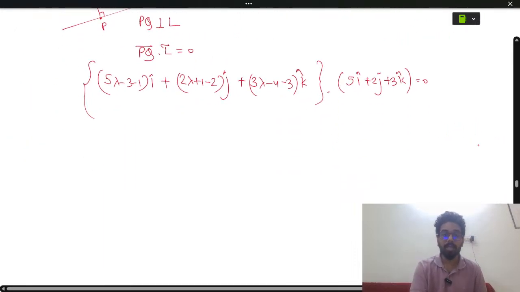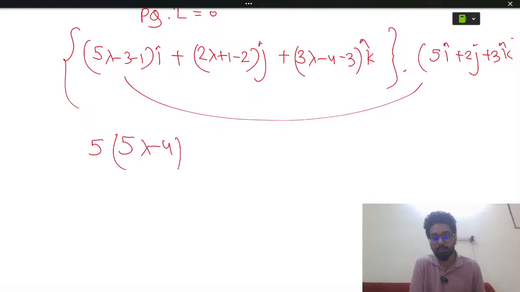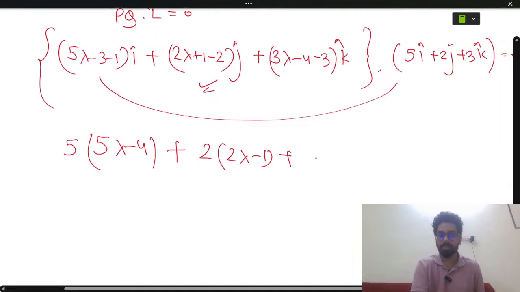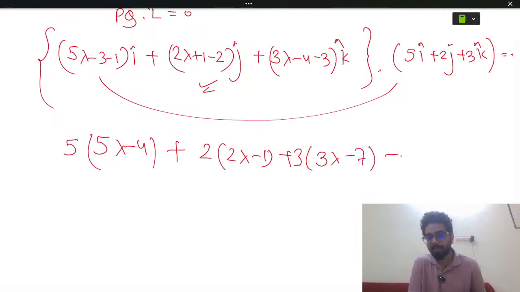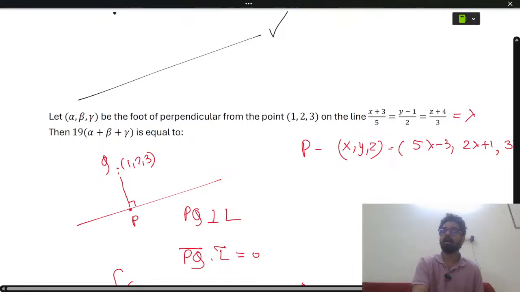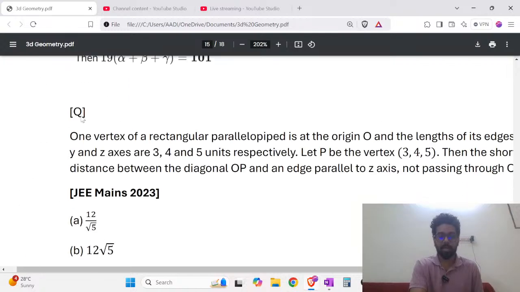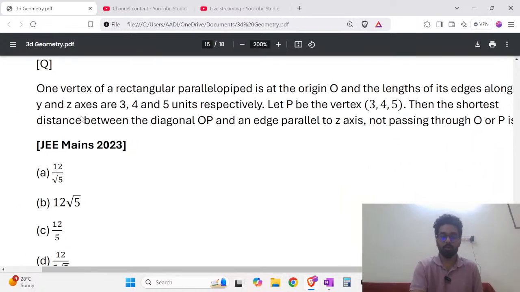Now how to take the dot product, guys? It's simple, I with I, this with this. So I will write 5 into, this is 5 lambda minus 4, plus 2 into, this is 2 lambda minus 1. Solve it. Okay, you have to solve it by yourself. I've almost solved it for you. And over here is 3 into 3 lambda minus 7. Make it equal to 0, get the value of lambda, and once you get lambda, you will get the point alpha, beta, gamma, and you will get the answer. Okay, so now next part. We are almost done now.